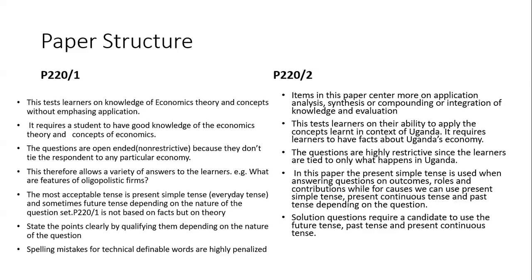You do not just say price and you stop there. It should be maybe price of a commodity. You do not say simply income. You have to say income of the consumer. A point must be clearly stated in line with the nature of the question.